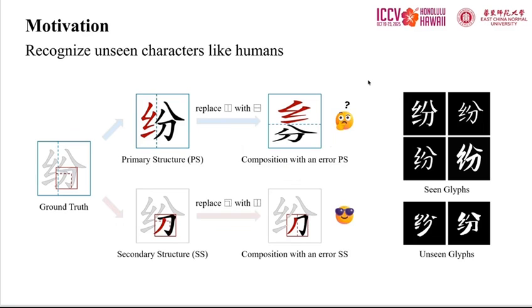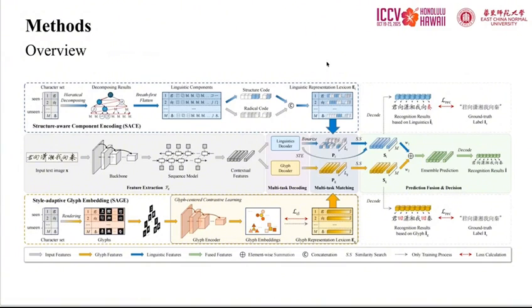Motivated by these observations, we seek a framework that fuses IDS and glyph cues, reweights structures by importance, and adapts to diverse styles. That leads us to MSA². It fuses IDS and glyph cues, reweights structures via structure-aware component encoding, and adapts to diverse styles via style-adaptive glyph embedding. Concretely, an input image goes through a backbone and sequence model.